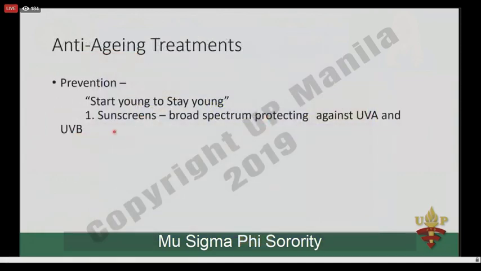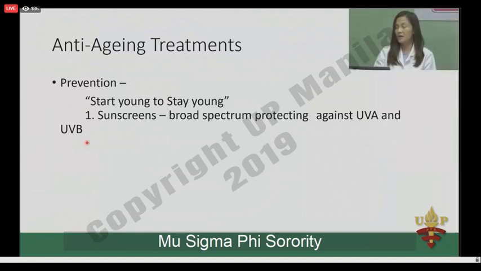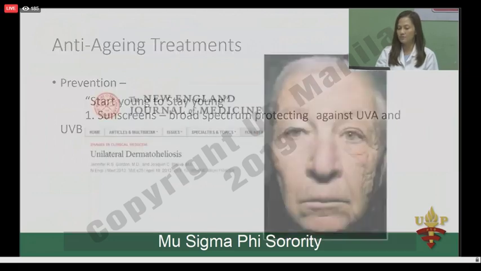So to prevent aging of the skin, we have to start young to stay young. It's easier to prevent aging than to treat it. So sunscreens are really mandatory. They will provide protection against ultraviolet. Now, we need a broad spectrum sunscreen, effective against your UVA and your UVB. So when you buy your sunscreens, you have to check that it is broad spectrum.